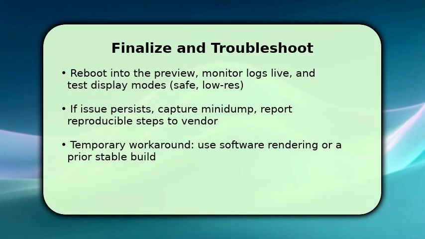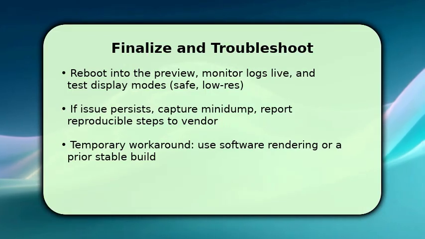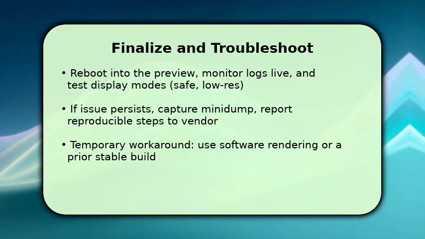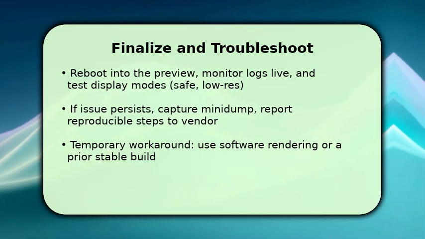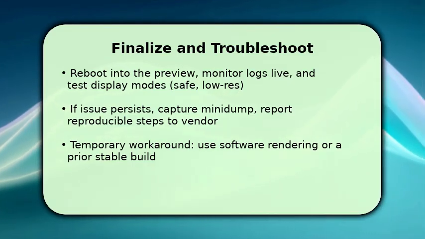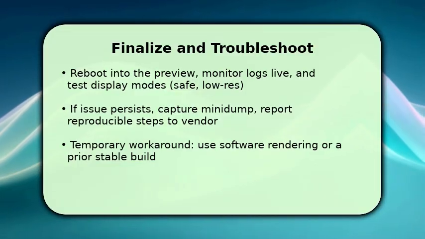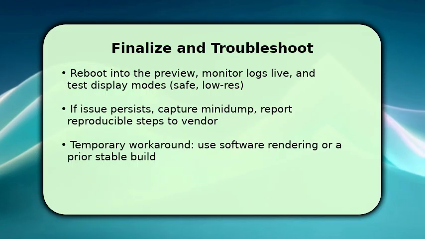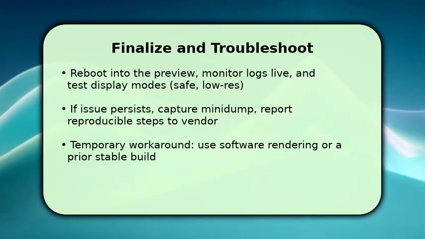Finally, reboot into the preview and watch logs live while switching display modes to verify whether the framebuffer is created. If the screen remains black, collect a kernel or system minidump and document exact reproduction steps so you can file an actionable bug with the vendor. As a temporary measure, use software rendering or revert to a prior stable build to restore functionality.